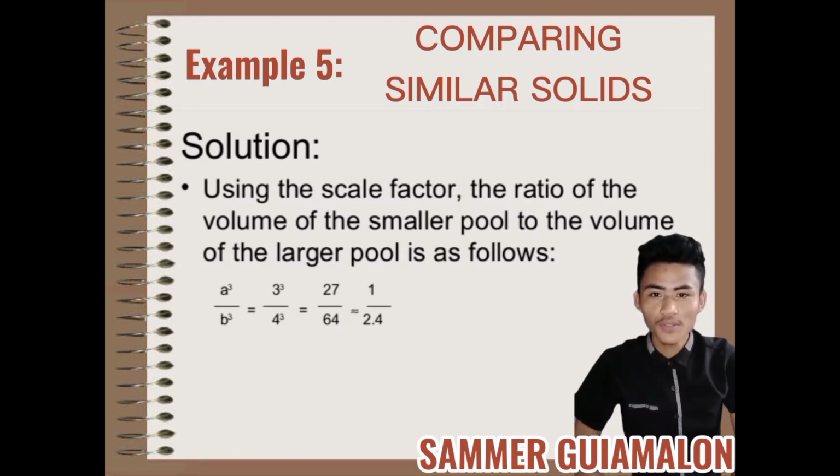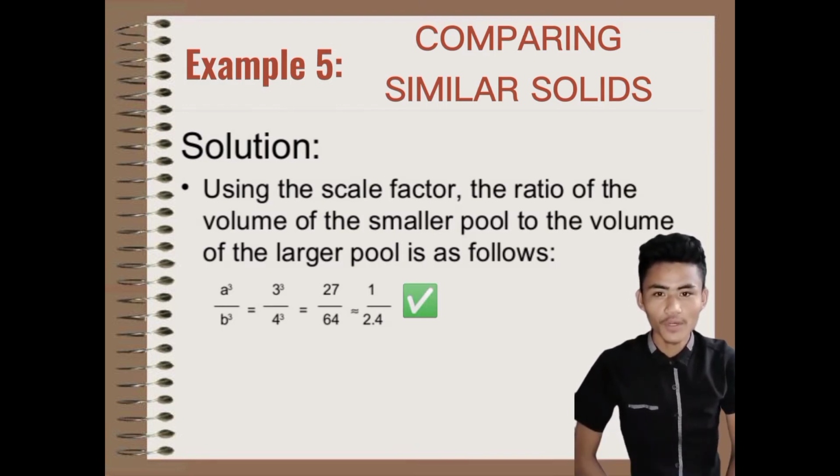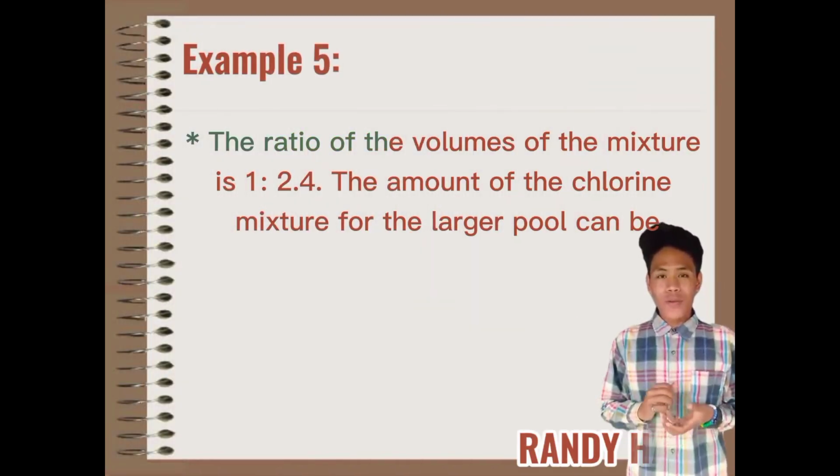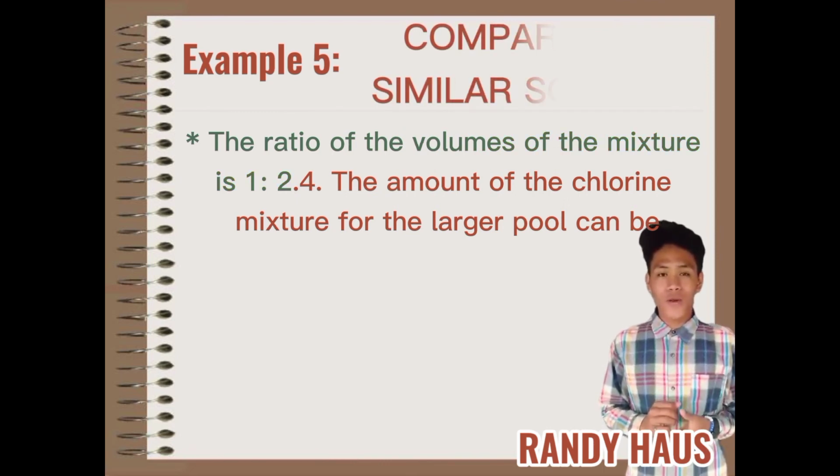Using the scale factor, the ratio of the volume of the smaller pool to the volume of the larger pool is as follows. A cubed over B cubed is equal to 3 cubed over 4 cubed, which is 27 over 64, or 1 over 2.4. The ratio of the volume of the mixture is 1 to 2.4.